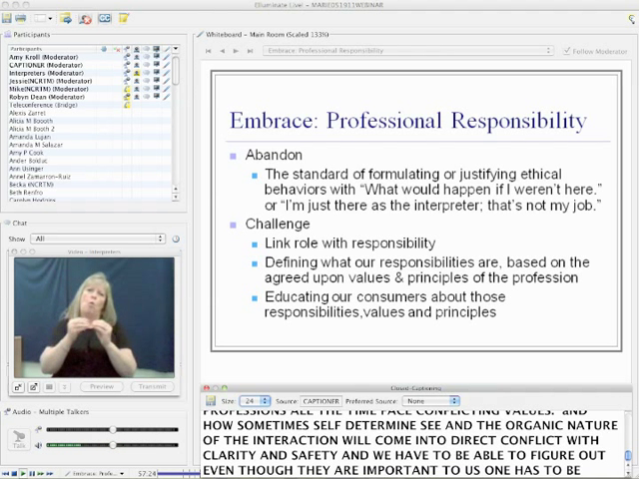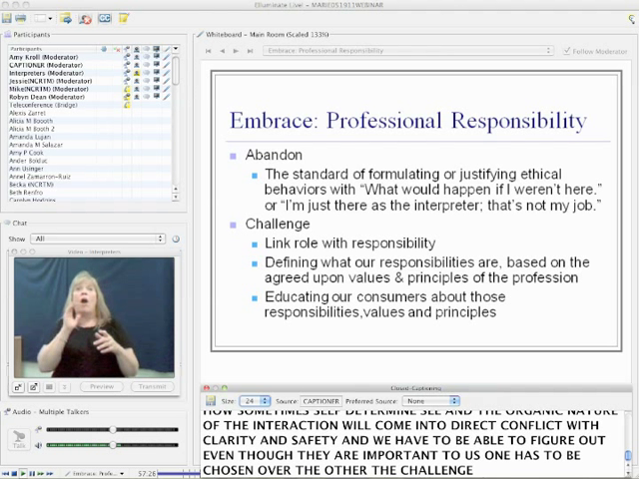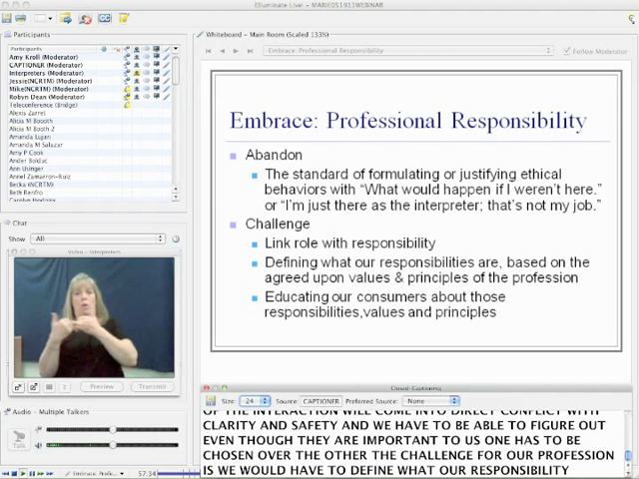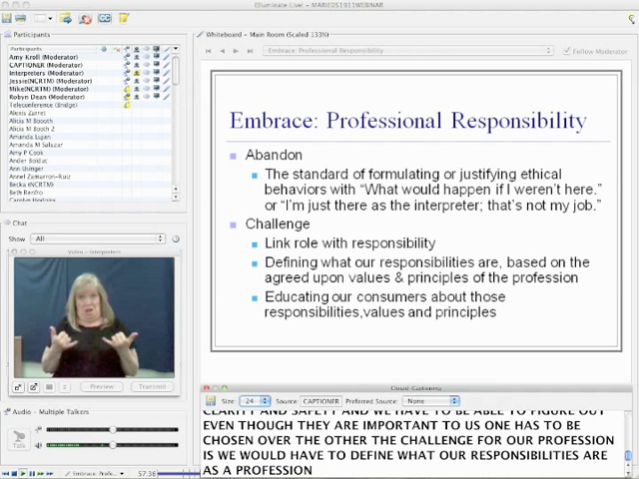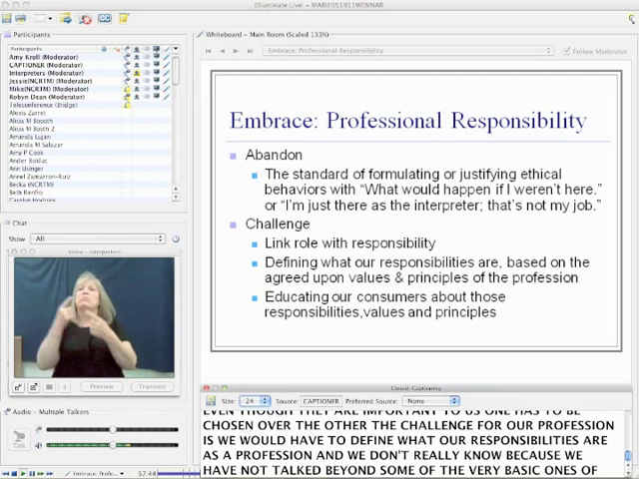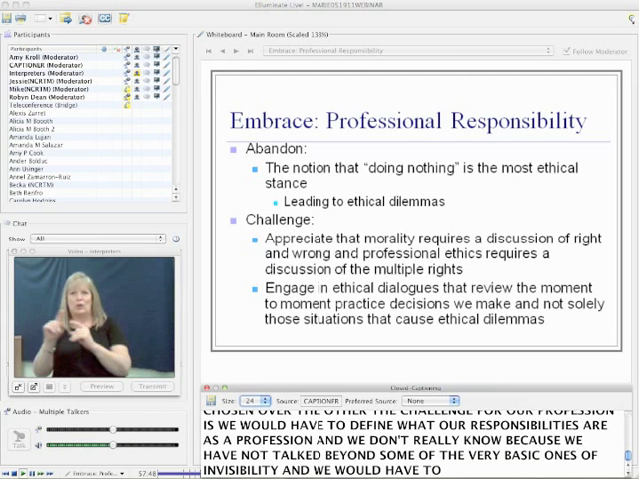The challenge for our profession would be that we would have to link role with responsibility. We would have to define what our responsibilities are as a profession, which I've suggested we don't really know, because we have not really talked overtly about the values and principles of the profession beyond some of the very basic ones of invisibility. And we would have to educate our consumers about those responsibilities, about those values, and about those principles.